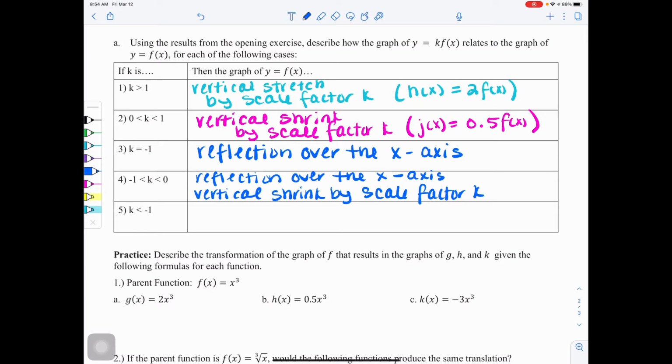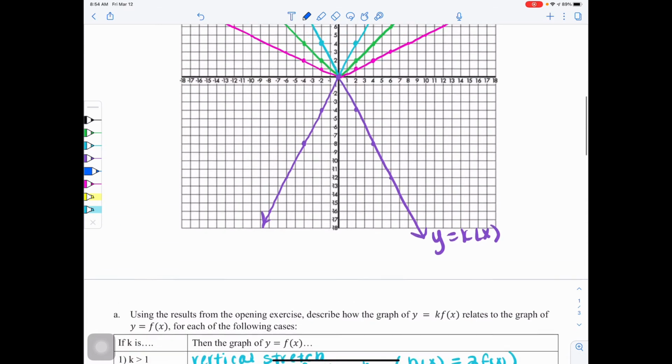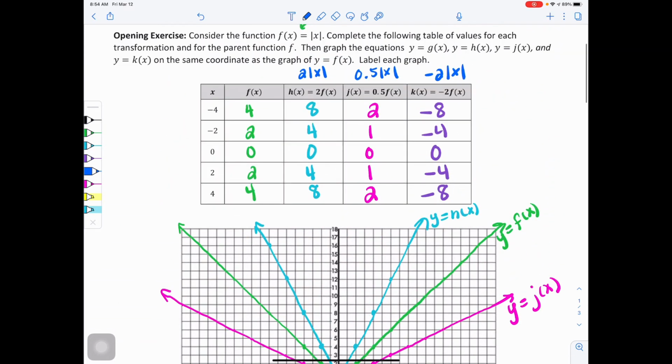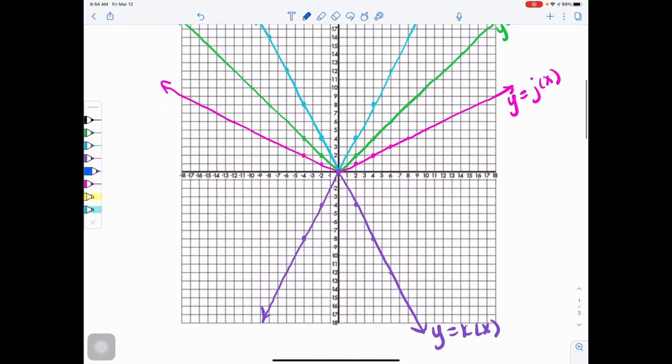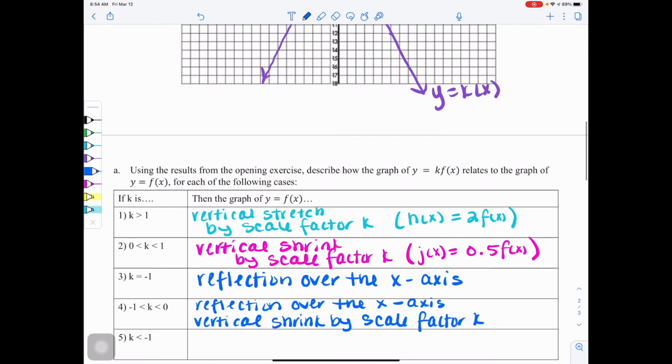And then if we look at k is less than -1, that actually relates back to our k of x. So if we go back and look, k of x multiplied by a -2 on the outside. So you can see when we look at it, it's skinnier than the green, which means it's been vertically stretched. And it's also been reflected over the x-axis because of the negative.